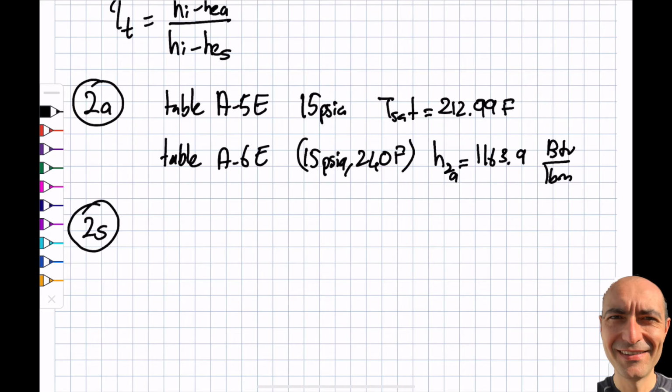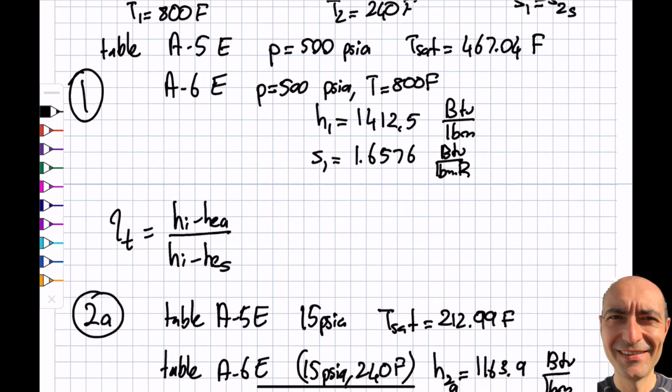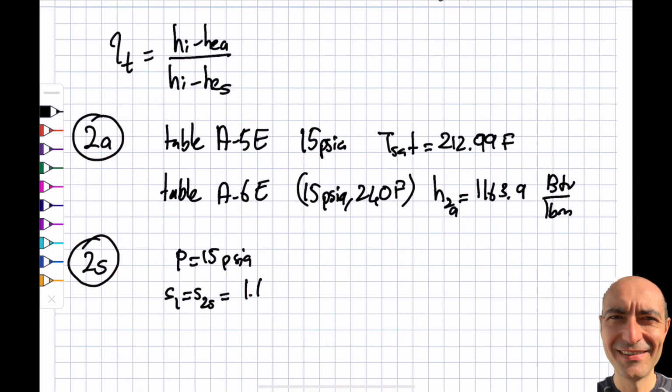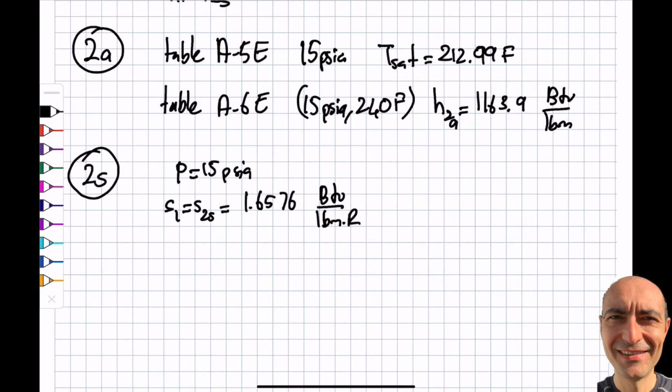I think I'm proceeding nicely, no? Again, let's have P is equal to 15 psia, and S1 is equal to S2S is equal to, I write it there, 1.6576 BTU per pound mass times Rankine, right? And I look at the table A5E. Why am I looking at table A5E? I want to establish where I am. I don't really know where I am.